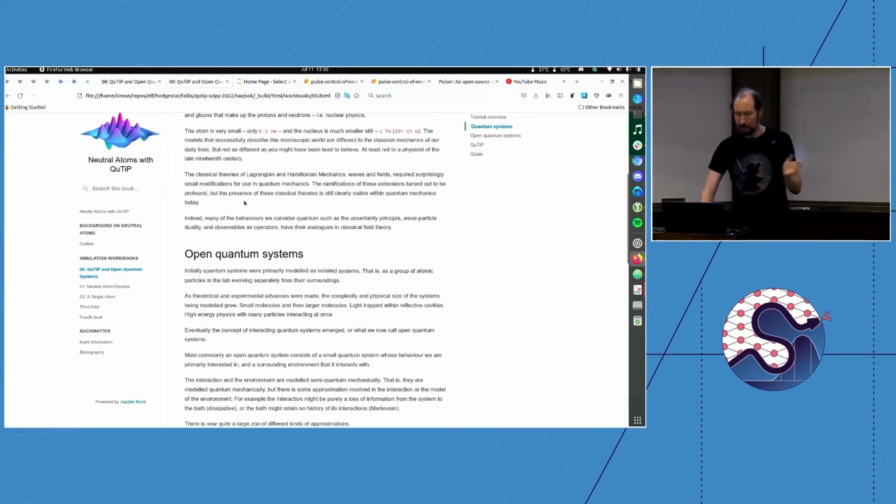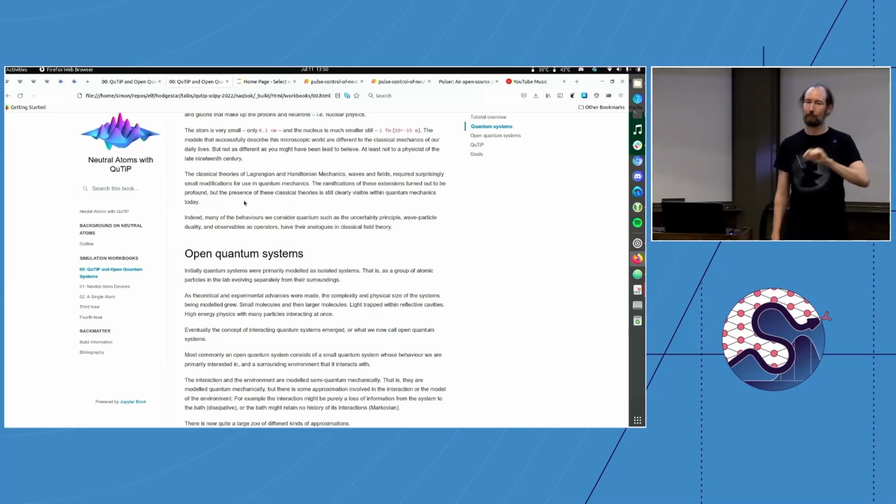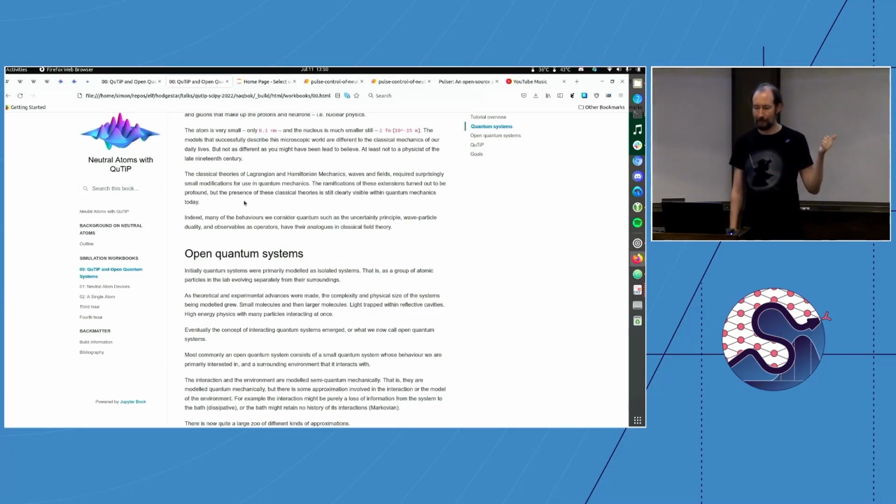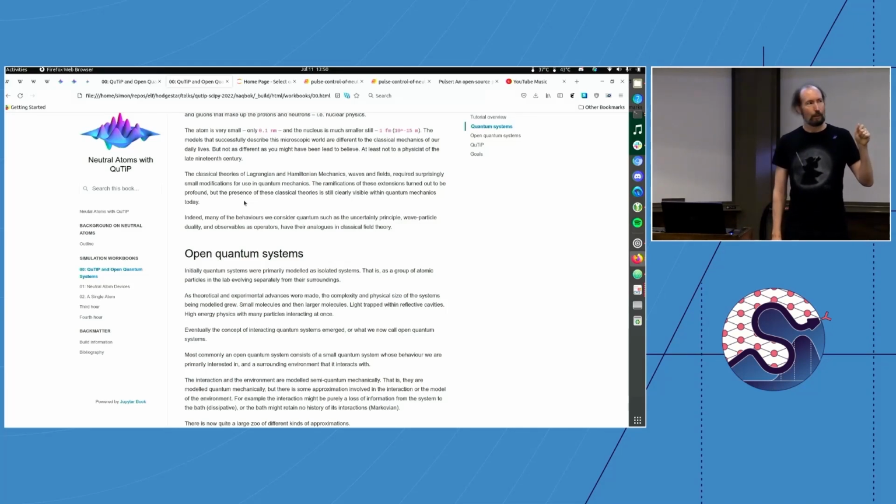And a lot of the stuff that we consider strange and weird in quantum mechanics, even stuff like Heisenberg's uncertainty principle, and the fact that the measurements that we do are operators on this space of wave functions, actually all crops up in classical mechanics if you're working with continuous systems. So there are definitely some very strange things lurking in quantum mechanics, but there's also a lot that we can understand using our classical intuition.